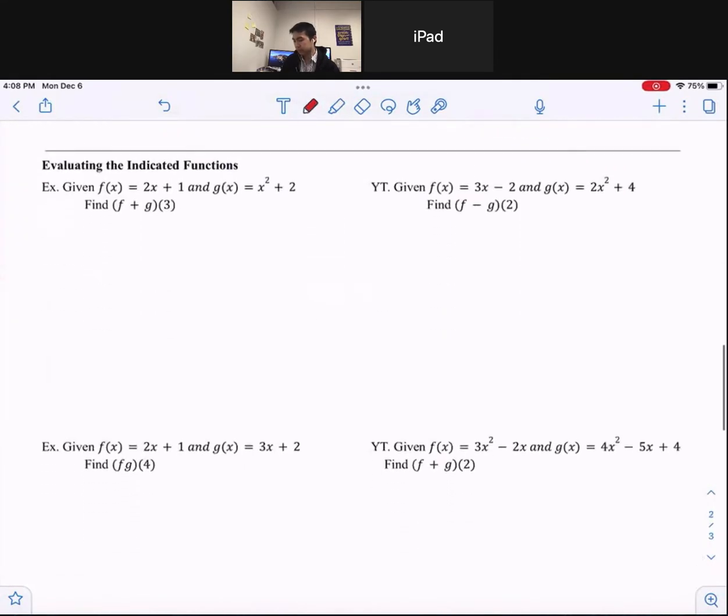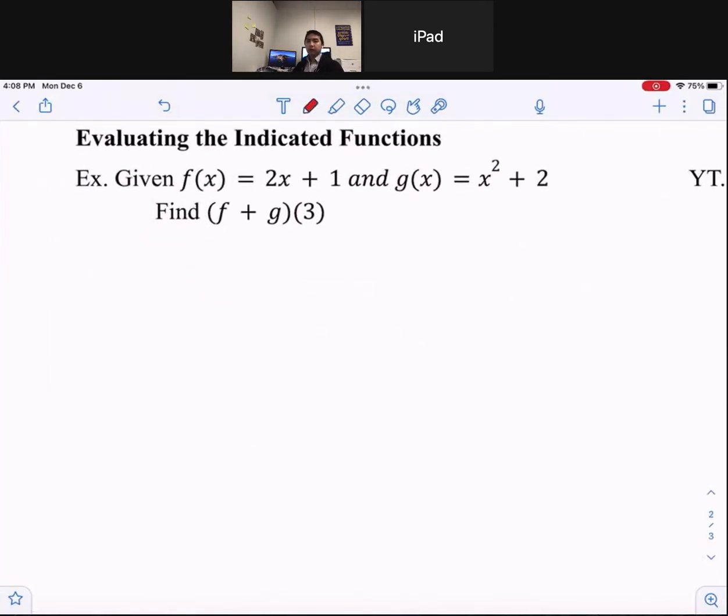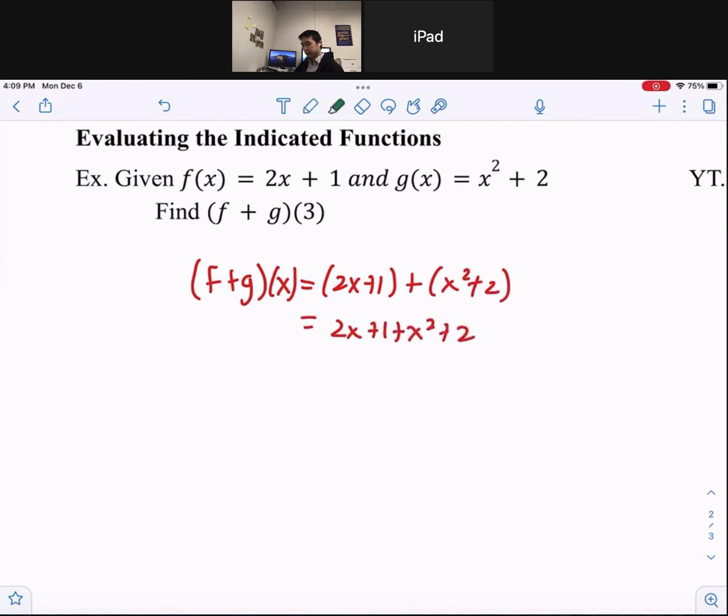Okay, so now we just have these last 4. Okay, so for this one, you guys, now this says f plus g of 3. So the idea for this one, you guys, is once you find your f plus g of x function first, then you guys plug in 3 into that equation for x, and that will help you guys evaluate it. So for example, let's first find f plus g of x first, which is 2x plus 1 plus x squared plus 2. So because it's plus in between, you guys just drop the parentheses and then combine like terms.